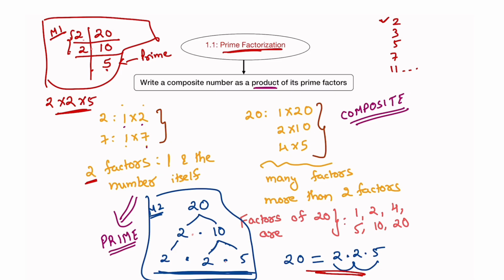Understand the difference between prime numbers and composite numbers. Prime numbers have only two factors, the number itself and one, and composite numbers have many factors. And then we studied prime factorization and how to carry out prime factorization. We have two methods, method 1 and method 2. And this is it in this chapter. If you are thorough with this, you are ready for the independent practice.